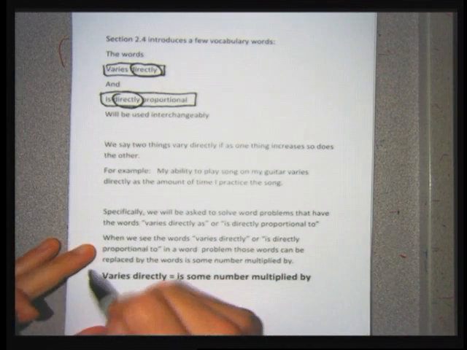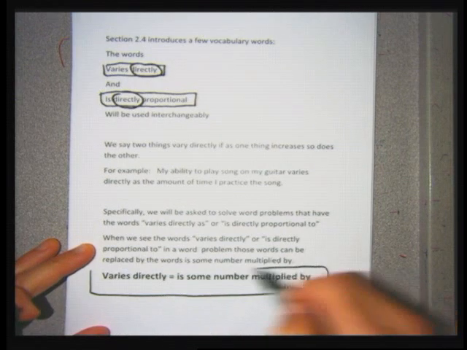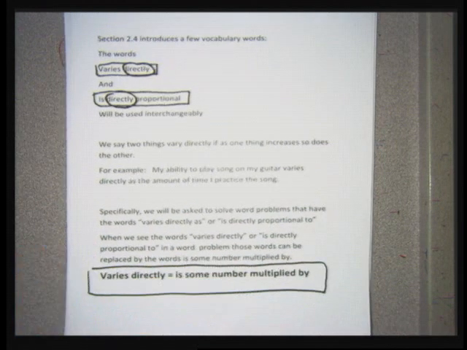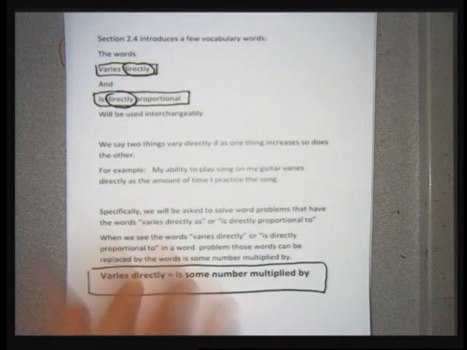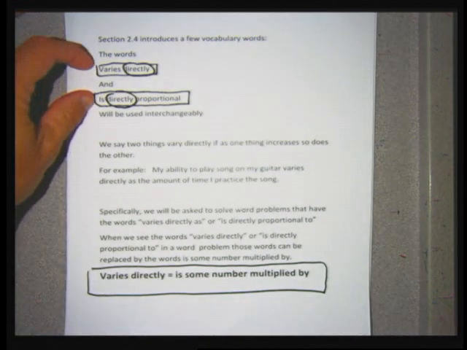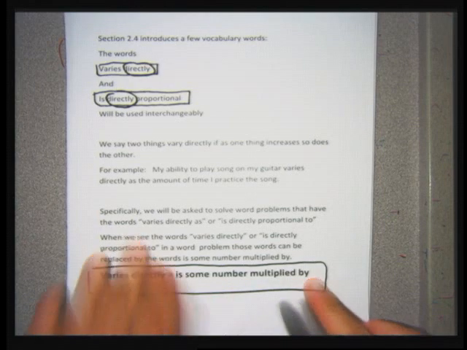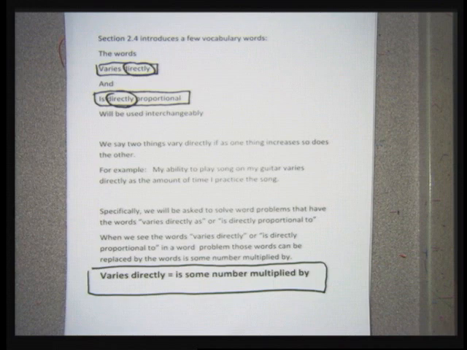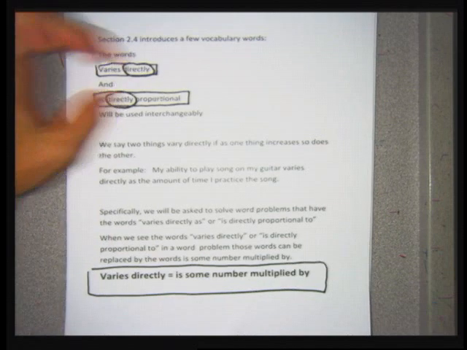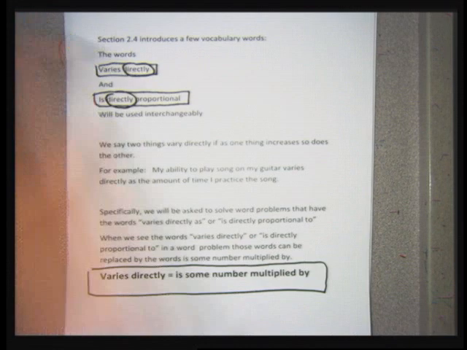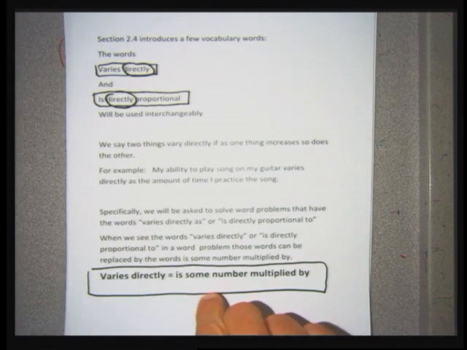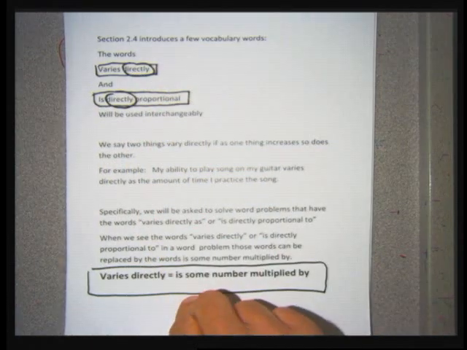This is the most important thing on this sheet. That's why I try to write it bigger and bold it. When we get into the homework itself, when I see varies directly or is directly proportional to in the context of an algebra word problem, I can cross that out, change it to is some number multiplied by, and the resulting statement will have the same meaning as the initial problem. So that's the first of three vocabulary words. I consider varies directly and is directly proportional to as the same vocabulary word, although they look different. The word directly is the key portion of that.